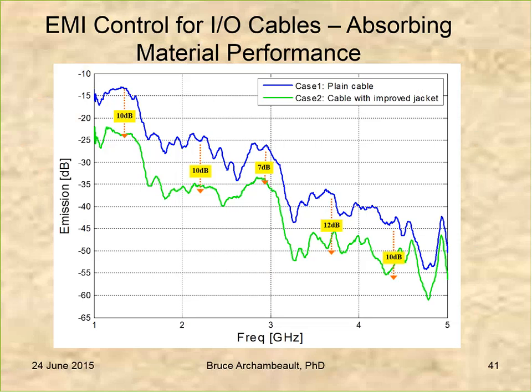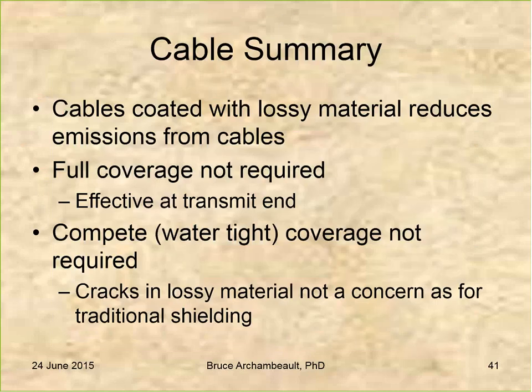And this just shows you some averaged numbers for the difference between the cable with and without the material. You can see we're getting somewhere between maybe 7 dB reduction, worst case, and as much as 10, 12 dB reduction over most of the frequency range shown here, from 1 to 5 gigahertz. Okay, so the coated cables can certainly reduce the emissions, and again, the full coverage is not required. We are not worried about cracks as we would be for traditional shielding.